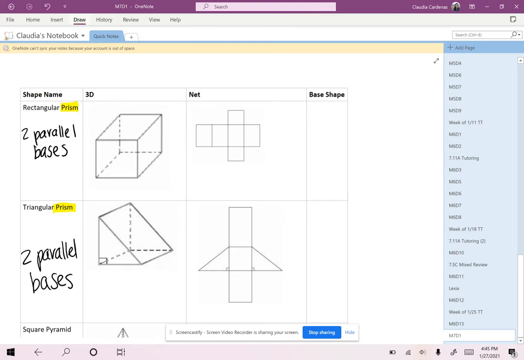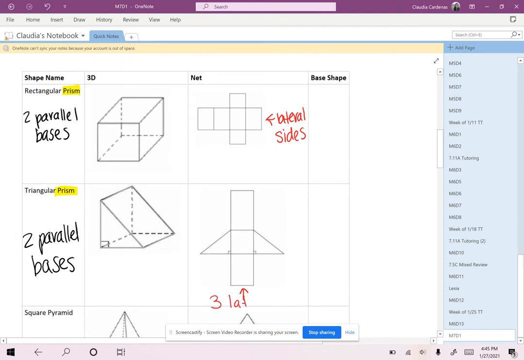We also saw that when we break up the net, we have 4 lateral sides, right? And in a triangular prism, we have 3 lateral sides, right? The sides around the bases. Okay, and I'm going to also shade the base so that we can see very clearly that the rectangular prism has 2 bases, one here and one here. We have been told that we identify the base based off of the name of the shape. So because it is a rectangular prism, our base shape is a rectangle. So go ahead and write that in your notes as well.